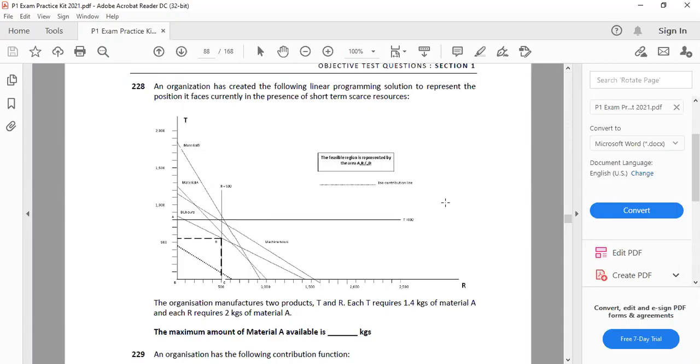An organization has created the following linear programming solution to represent the position it faces currently in the presence of short-term scarce resources. The feasible region is given as A, B, C, D. The organization manufactures two products, T and R. Each T requires 1.4 kgs of material A and each R requires 2 kgs of material A. The maximum amount of material A available is dash kgs.